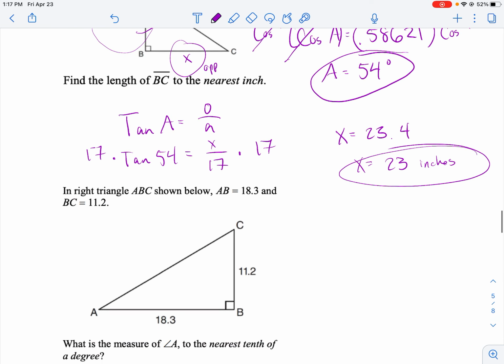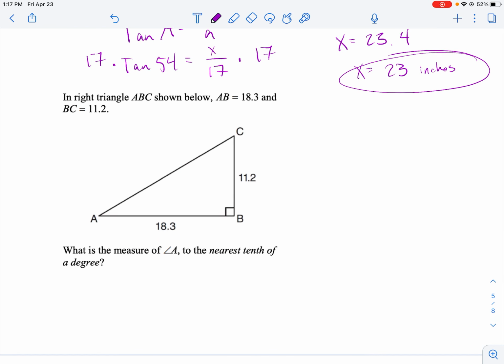And our last problem here. In the right triangle ABC shown below, there's our two side lengths. What is the measure of angle A? So this is our opposite. This is our adjacent side. Again, we're going to have to use tan. So tan of A is equal to 11.2 over 18.3.